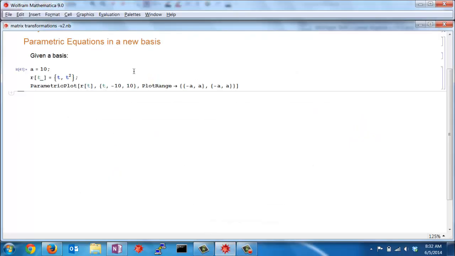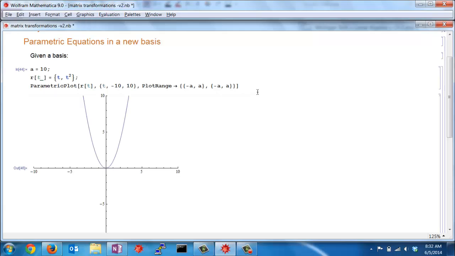Okay, so for instance, oh, thank you. There we go. So I have my parametric equation here, right? It's just like a regular function. And I can plot it like a function. Instead of using plot, I use parametric plot. Instead of giving a range of x values, I give it a range of parameter values, t. So that's what I've done here. And there is my picture, my parabola.